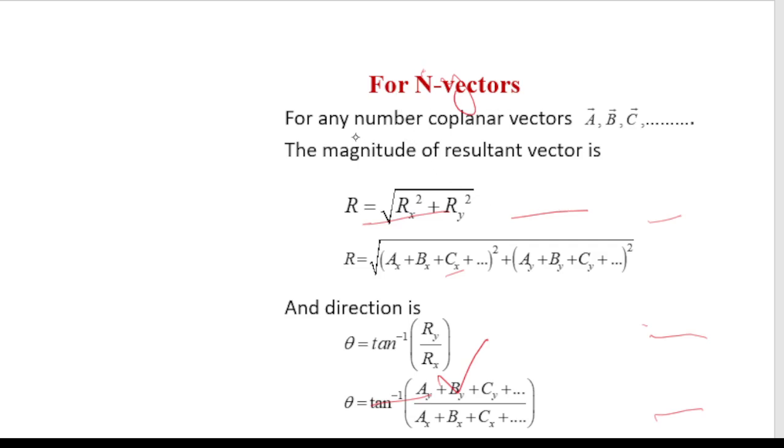For n vectors, for any number of coplanar vectors A, B and C, the magnitude of resultant vector is square root of Rx square plus Ry square. Rx is equal to this one and Ry is equal to this one, and direction is theta is equal to tan inverse y component of resultant vector R and x component of resultant vector R by using the value of Ry and Rx.